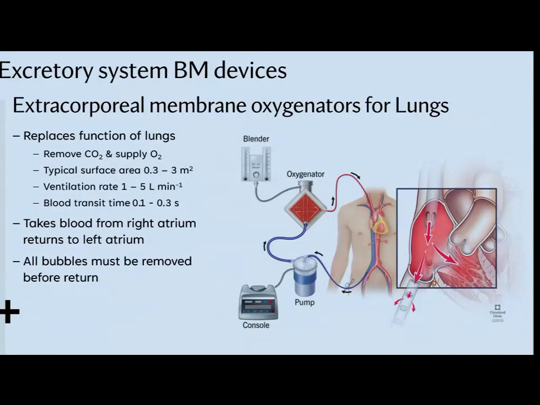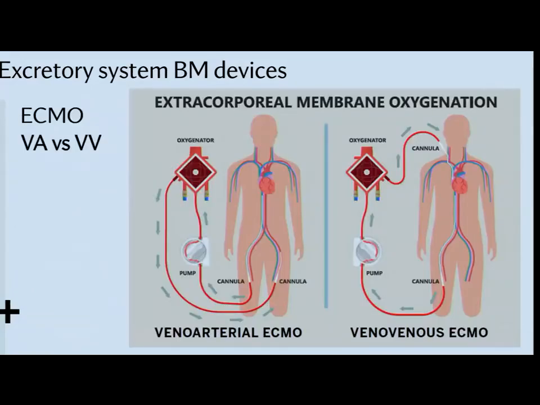The surface area, remember that number, okay? It's about a few meters squared, just 1 to 2 meters square is what they typically have. And also remember the ventilation rate, which is a few liters per minute. Now, these are the two styles, okay? What do you think the difference is?